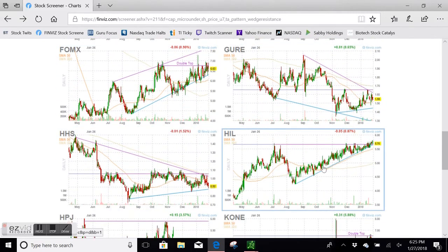So this is another one, HIL, resistance kind of here at 570. It's kind of broken through it now. Looks like a high frequency ticker, just a lot of ups and downs here, but a nice clean trend line up. So another one potentially to look at.